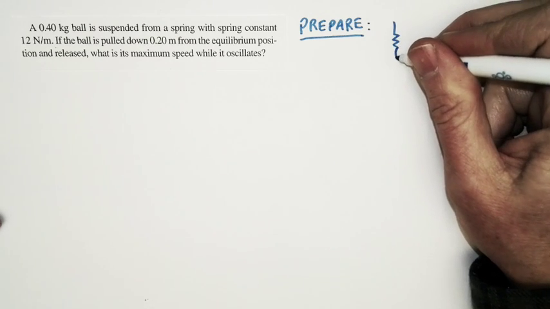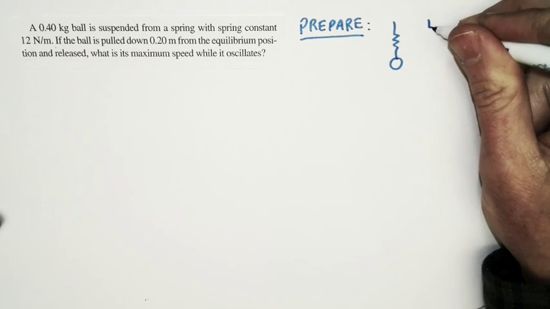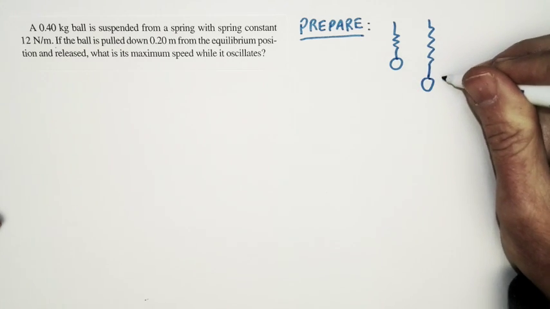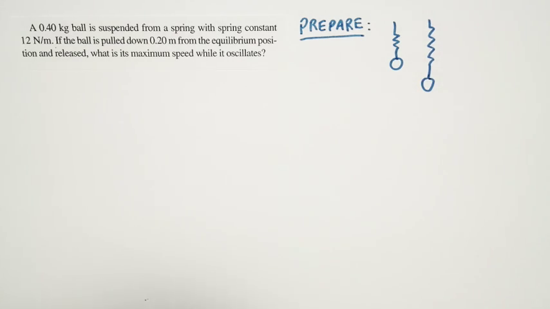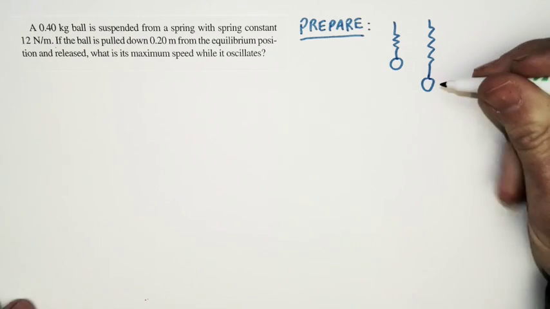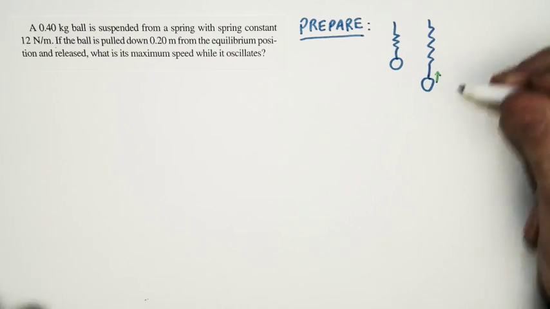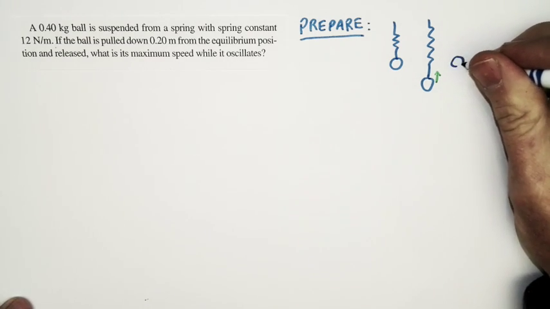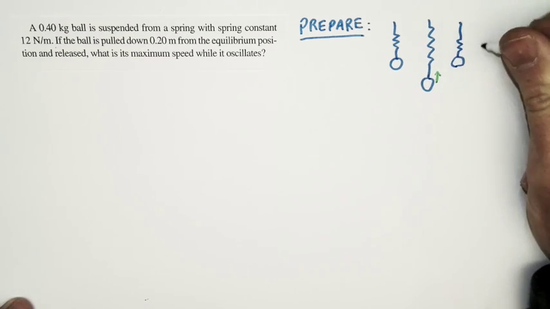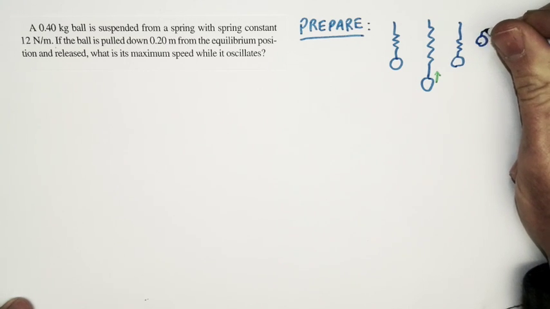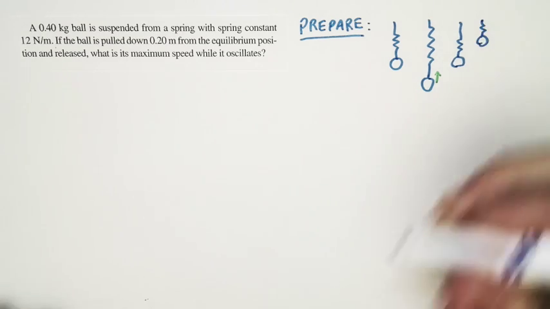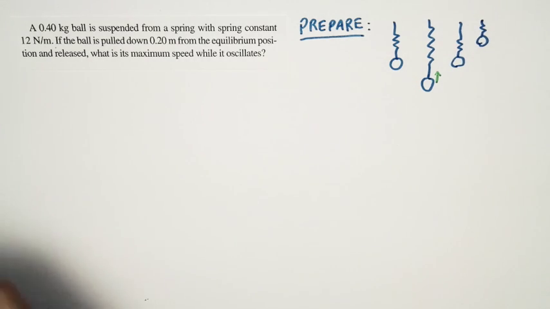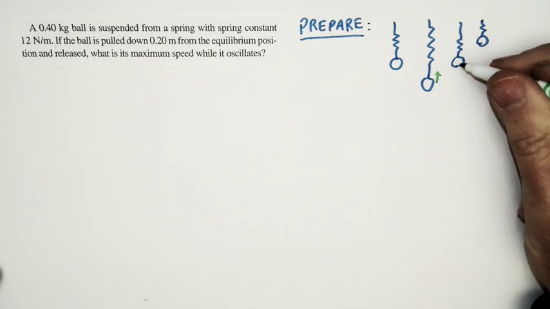So the ball sits like this. I pull it down by a distance of 0.20 meters. So I'm holding it here, I let it go, the ball moves upward, passes through its equilibrium position right here, continues to move upward, and then ends up at its highest point right here. We end up with something like that. So you let the ball go, it goes through the equilibrium position, ends up here. Question, what is its maximum speed?